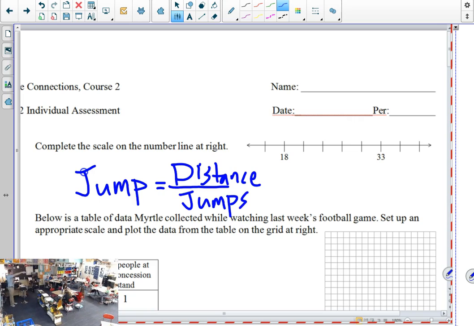If I need to get from here to the door and I tell you I only have 5 jumps, I better make my jumps big enough to get there. If they're too small, I won't get there. So we take the entire distance.